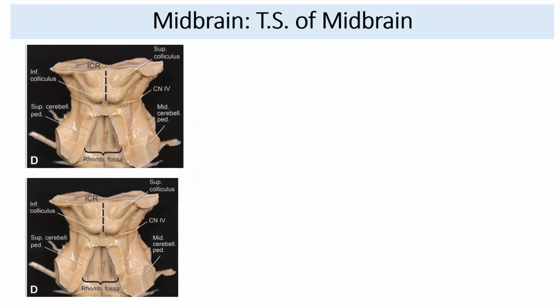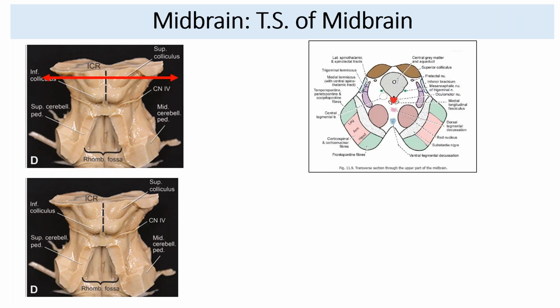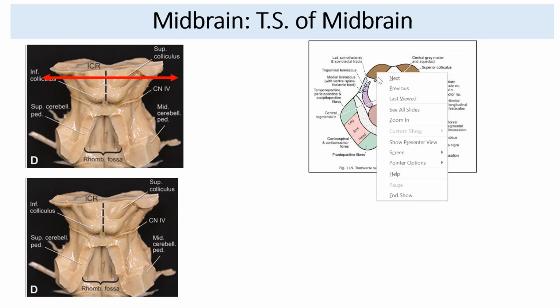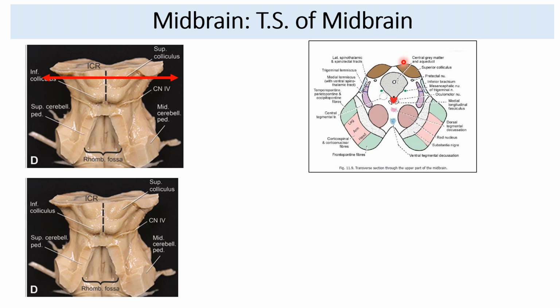Now, the midbrain transverse section, this is important for you to draw also. So only two sections will be done at the level of the midbrain. The one section passes through the superior colliculus, arrow mark. This is how you will draw it, and you will draw the superior colliculus behind. In front, the cerebral peduncle and substantia nigra. This I have told you, substantia nigra and the crus cerebri.